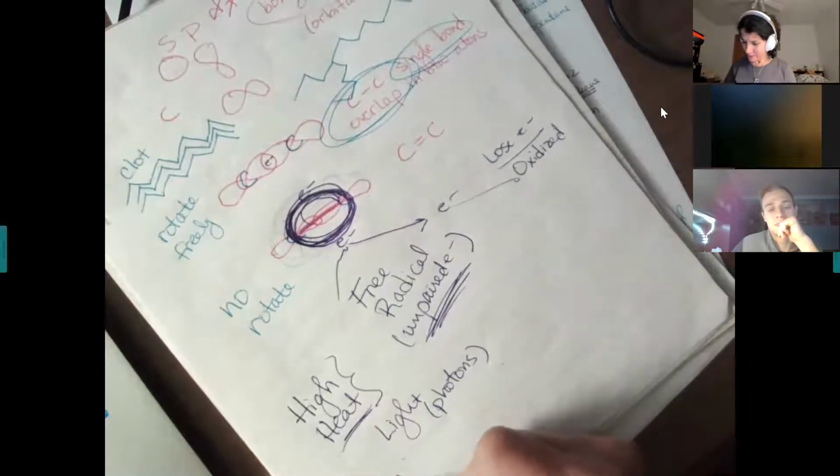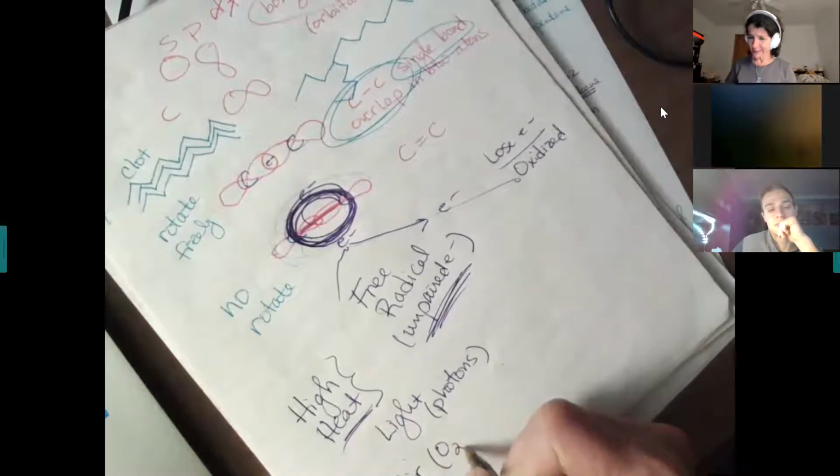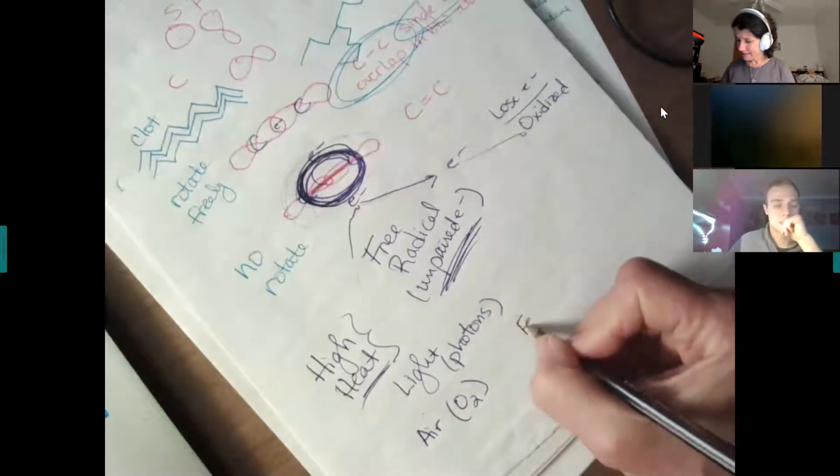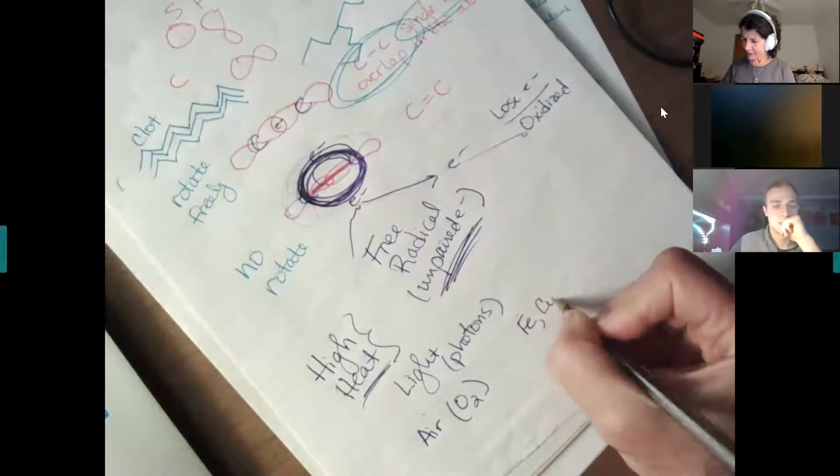Oxygen. So the air that we breathe, oxygen is like the greediest thing. It steals these electrons whenever it can. Yeah, and the other one, which is kind of funky, is a lot of the metals. So like iron, copper, and a lot of these.